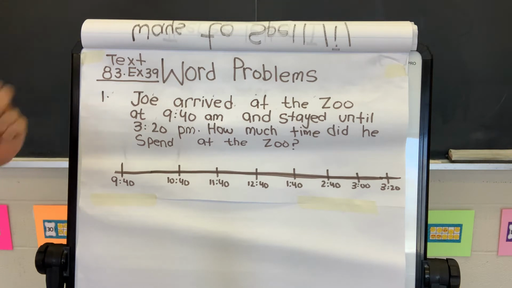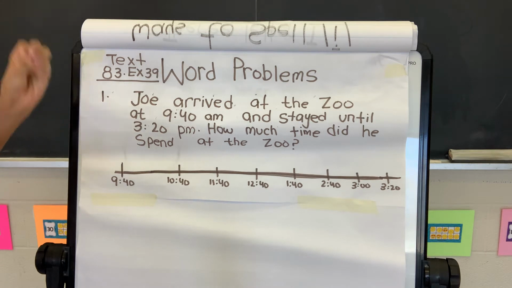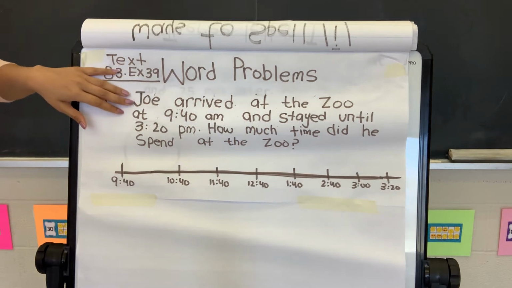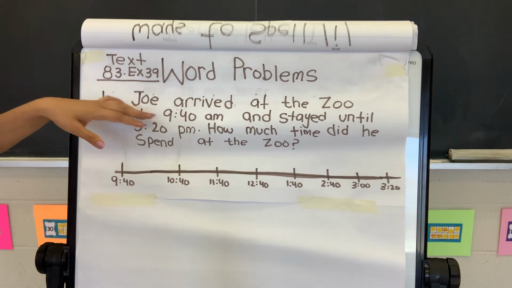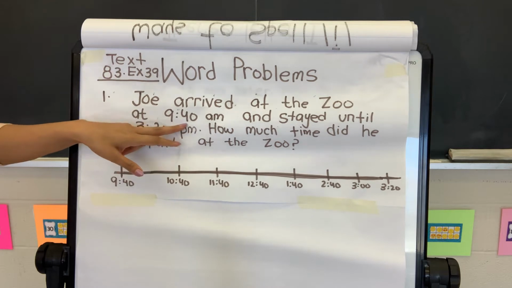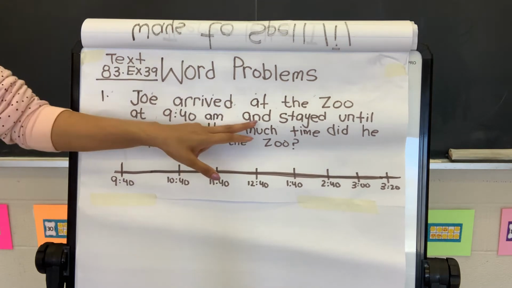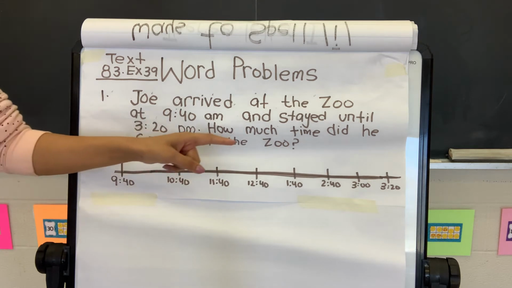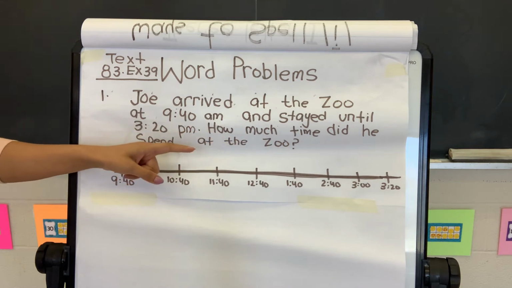So I am going to do 2 questions with you where we will look at how we do word problems that involve time. The question here I have is, Joe arrived at the zoo at 9:40 a.m. and stayed until 3:20 p.m. How much time did he spend at the zoo?